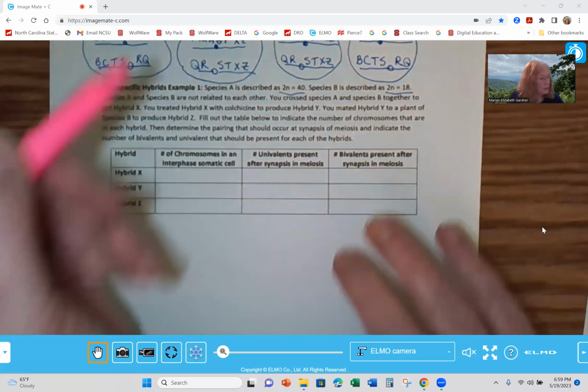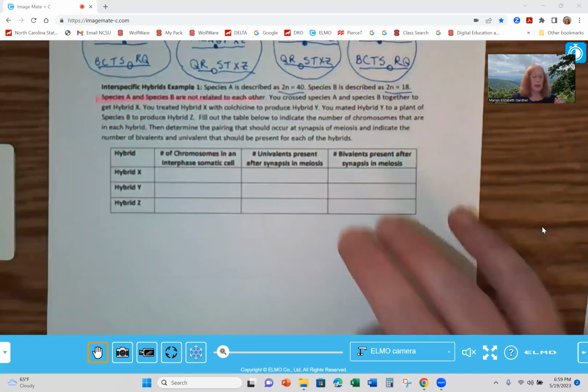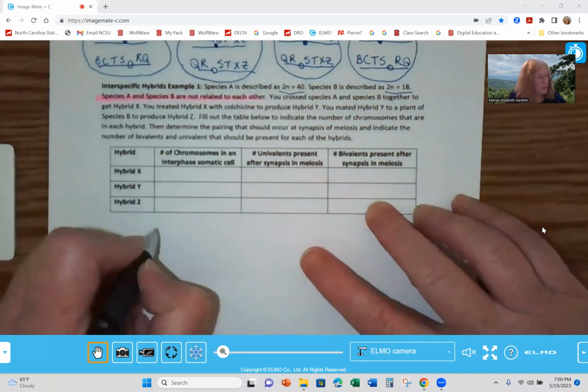Something that's really important is that these species are not related to each other. And that means when we cross them together, that F1 is sterile and those chromosomes do not pair up. So all we see in meiosis are univalents, chromosomes that are not paired, versus bivalents would be when 2 chromosomes synapse. So we cross species A and B together.